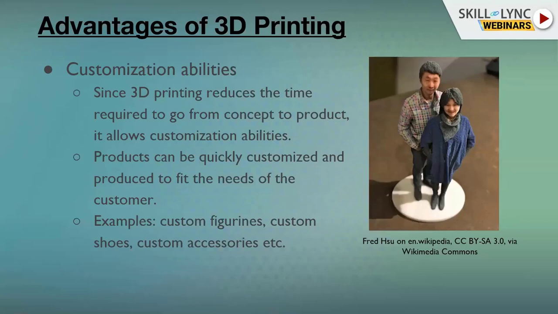conventional processes. So for example, if you're using a conventional process, making this figurine, which is exactly the makeup of the person who wants this figurine, would be very expensive. But with 3D printing, you can just scan this person and produce this figurine in a matter of hours. And I find that really amazing. So this goes on to a lot of other applications like shoes, clothing, things that need to be very specific to a certain customer can be produced using 3D printing.